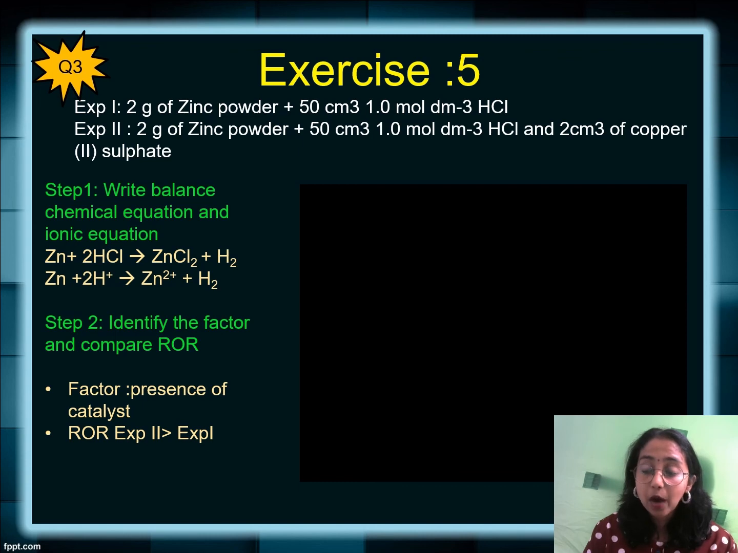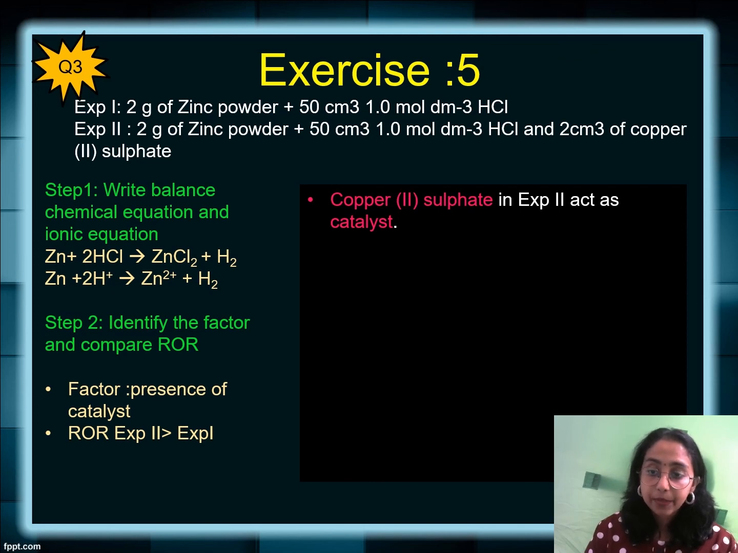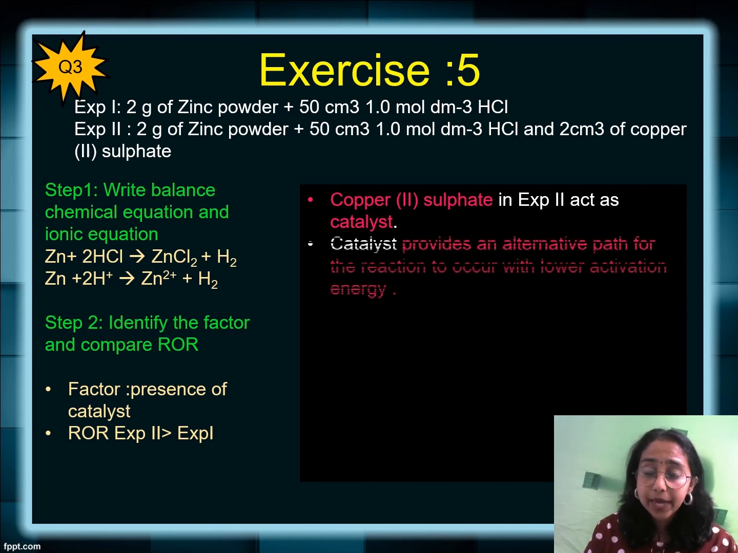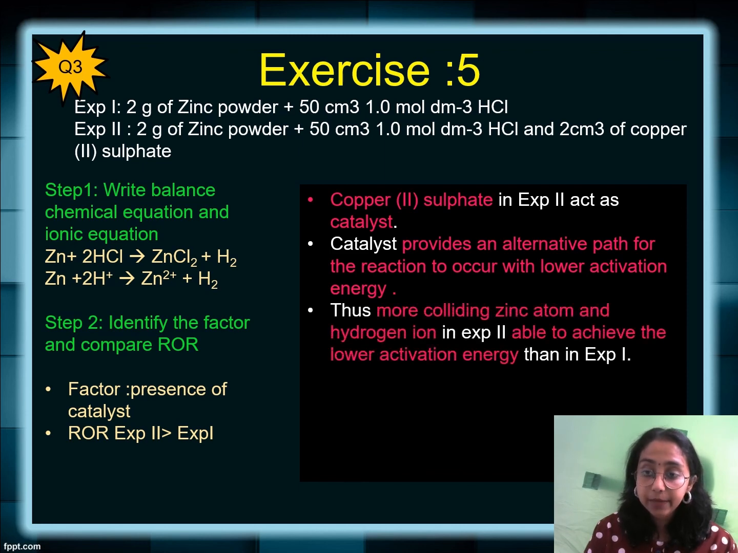So how are we going to write the points for the essay? First point, you have to talk about the name of the catalyst. This is a guidance for you to write your essay for the factor of catalyst based on collision theory. So name the catalyst. Over here I'm using copper(II) sulfate. So you have to say that copper(II) sulfate in experiment 2 acts as a catalyst. And what is the function of it? It provides an alternative path for the reaction to occur with a lower activation energy.